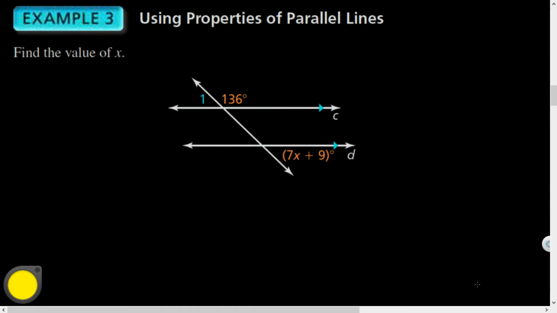So here we go. Example 3. You guys already got this on your paper. All right, find the value of x. How does angle 136 relate to angle 1? Supplementary. Why are they supplementary? What's the name of this one? They are two angles. A word for that is pair, and they form a line. They are a linear pair. The linear pair postulate, LPP. Linear pairs are supplementary.